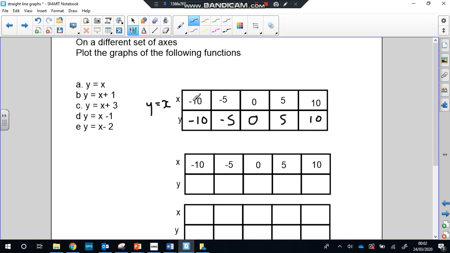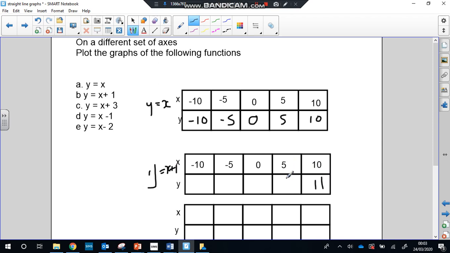Okay, so again, it doesn't matter which numbers you chose here, but what you should have are your pairs of numbers should be the same. Here we're going to look at y equals x plus 1. So we've been a little bit careful here. Remember yesterday we said start with the positive numbers because they're easier. So 10 plus 1 will give me 11.